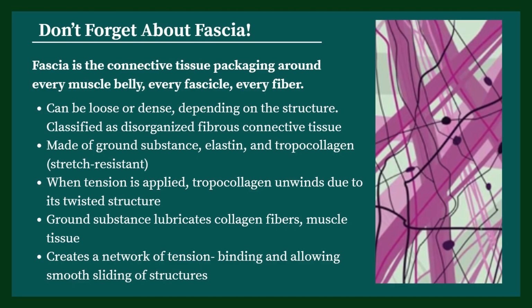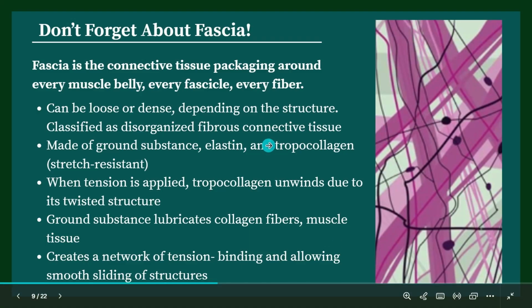We're going to talk about fascia a little bit. Fascia is the connective tissue packaging around every muscle belly, every fascicle, every fiber. It can be loose or dense depending on the structure, and it's classified as disorganized fibrous connective tissue, compared to the connective tissue that's, for example, in our joint capsules and in our ligaments and in the tendons. Those are all organized fibrous connective tissue.